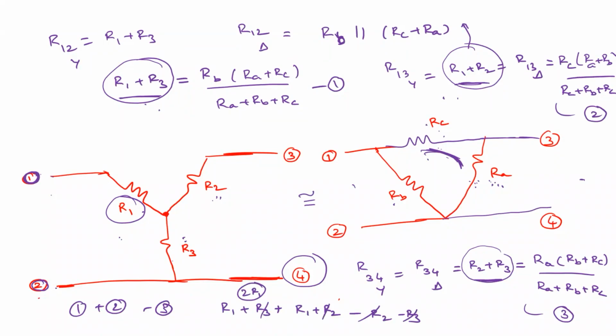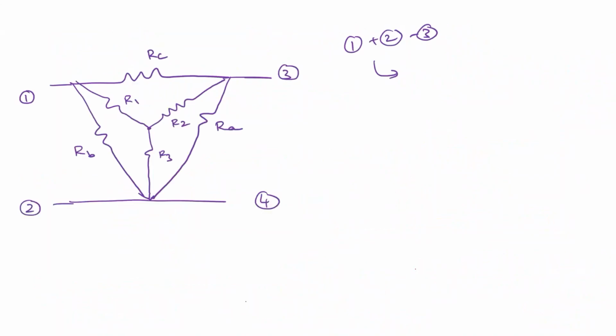Sir, we are assuming that RA, RB, and RC are given. Yes, see, we are writing this R1. Our objective is to find the R1 value, as we discussed. We are finding the R1 value in terms of these RA, RB, RC values.